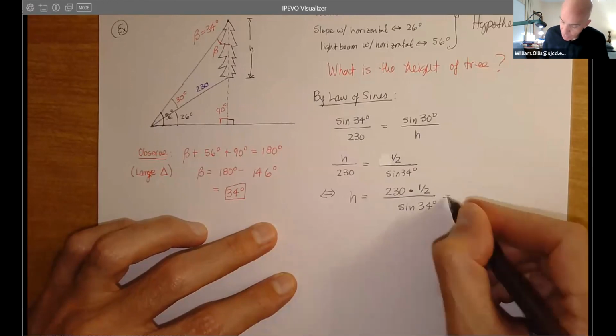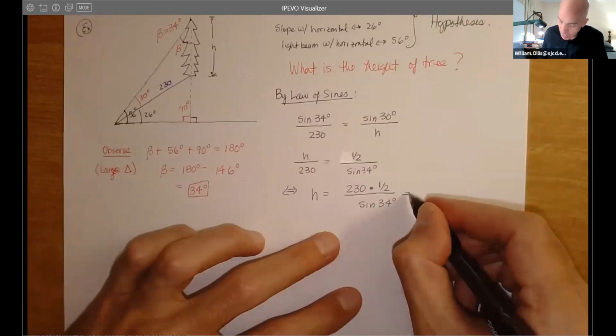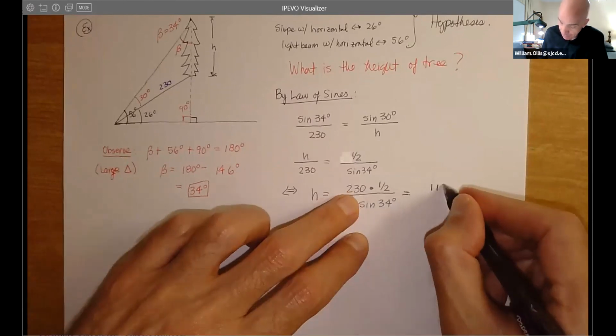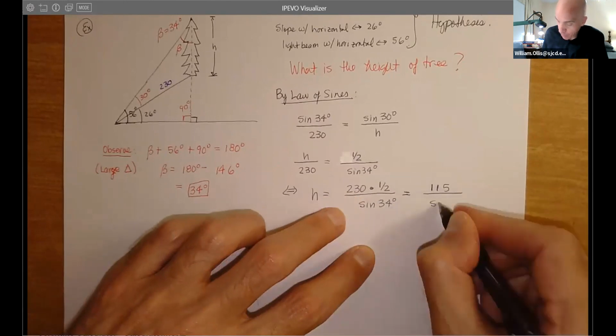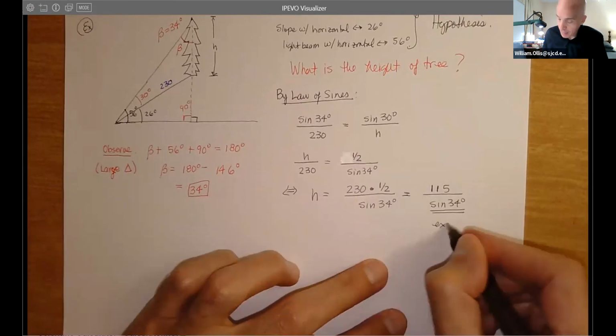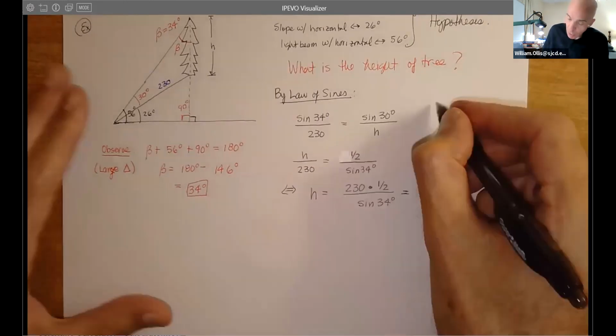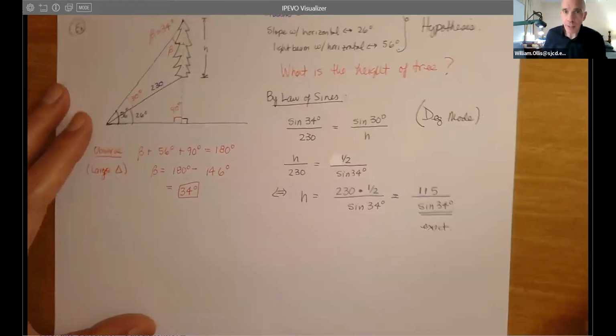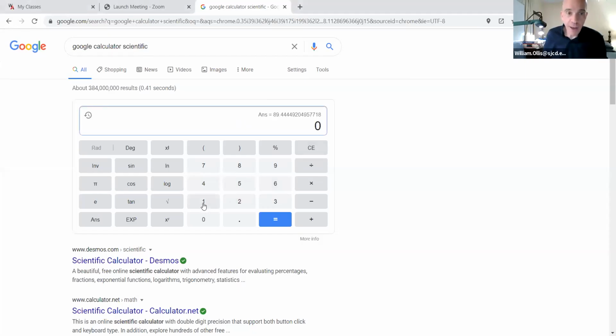And then we can bring the 2 downstairs, or we can divide, it doesn't matter. So here this gives us a 1, and then a 2, that gives us a 1, so a 115 over sine of 34 degrees. So this is exact. So again, degree mode. So now we can go to our Google calculator. This is a good one to stop with. Again, very simple. So we have 115, again, DEG, degree mode, 115 divided by sine.